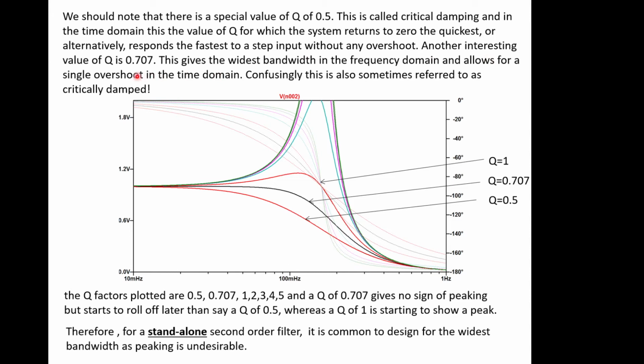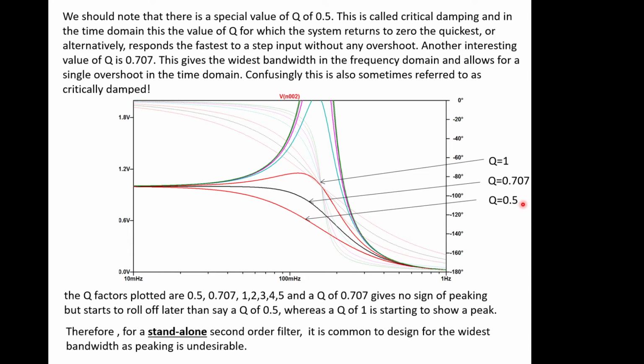Another interesting value of Q is 0.707, which is our equivalent of our half power point in the amplitude response. This actually gives us the widest bandwidth in the frequency domain, but allows a single overshoot in the time domain. And confusingly, this is also sometimes referred to as critically damped. So you can see it starts to get a bit confusing. So what do we mean by that?